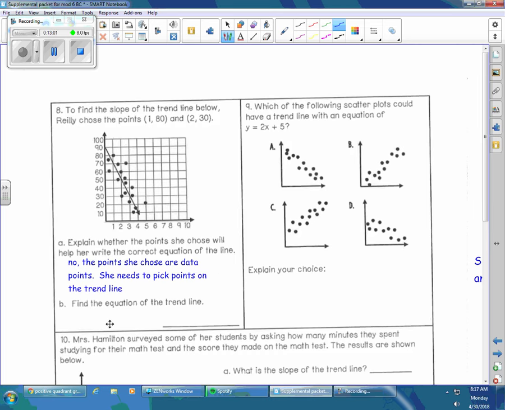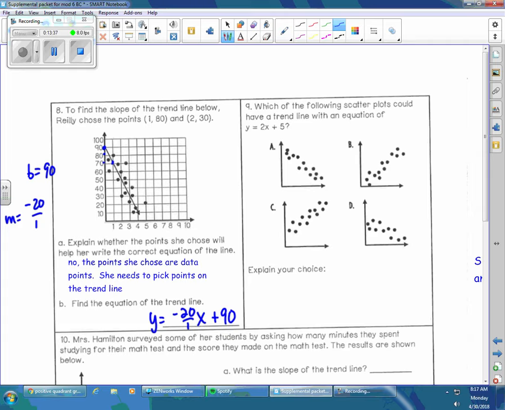Find the equation of the trend line. Again, pick your B. My slope going down 10, 20 over 1. Or just negative 20. Either way is correct. Number 9, which of the following scatter plots could have a trend line with an equation of y equals 2x plus 5?